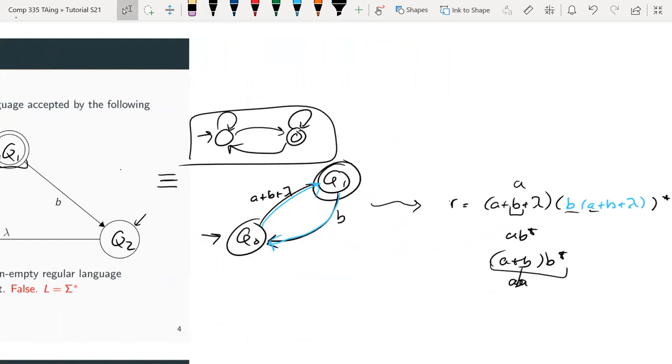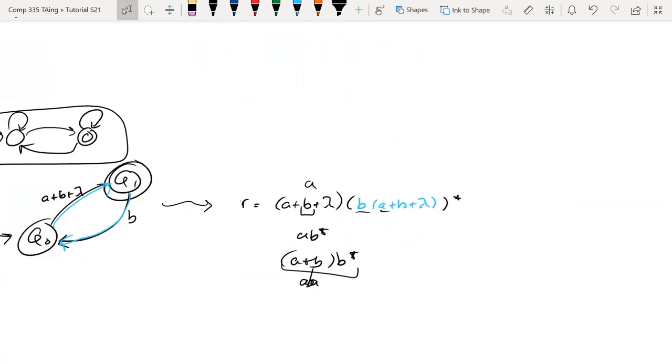So okay, someone said the same thing: A or B or lambda, B star. Okay, all of it, B star. Yeah. That's good.